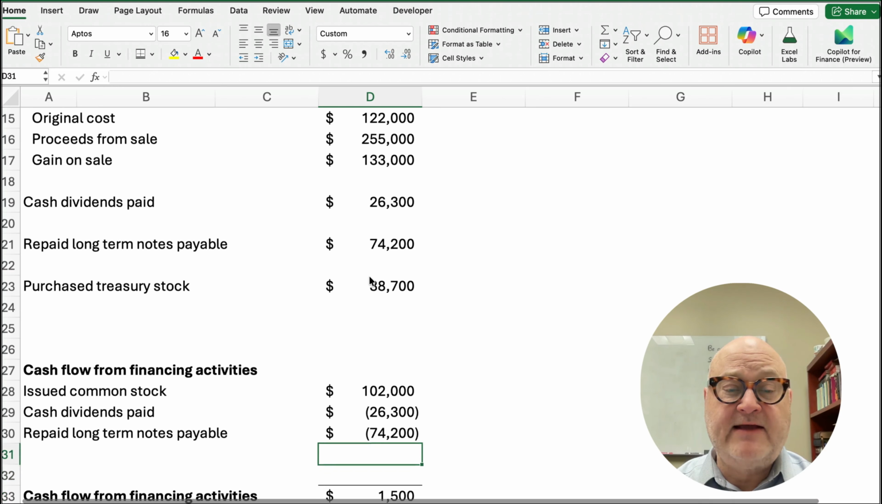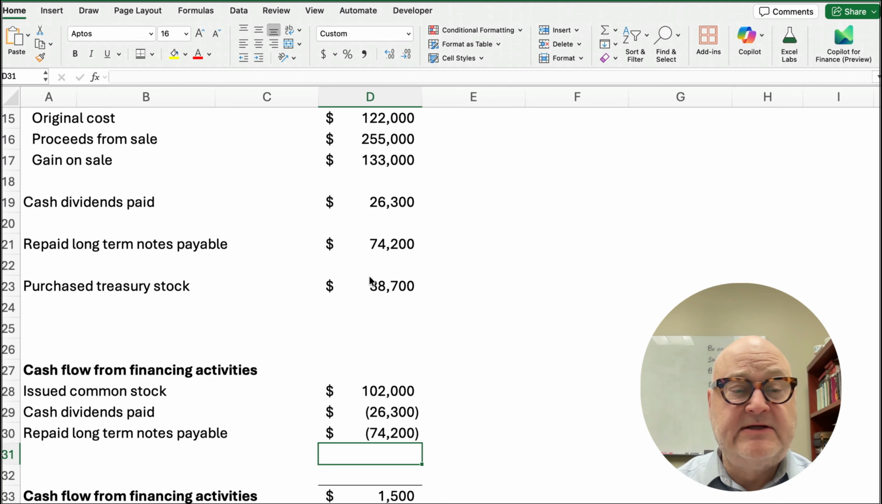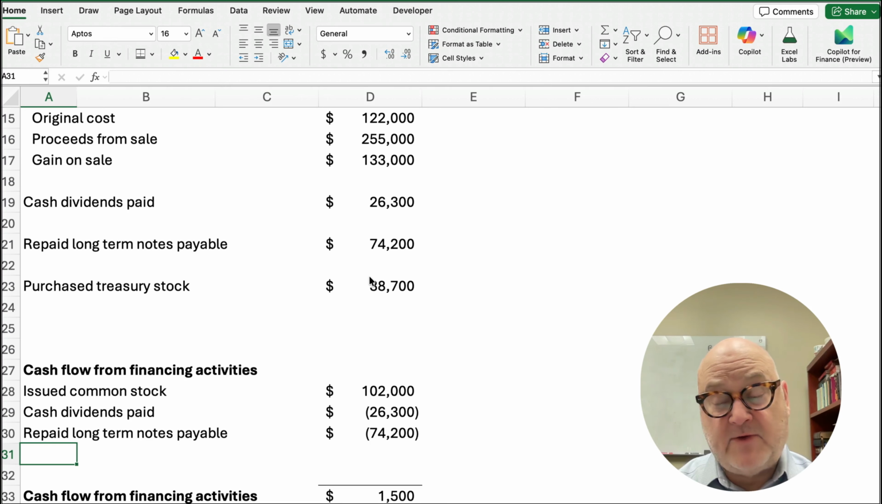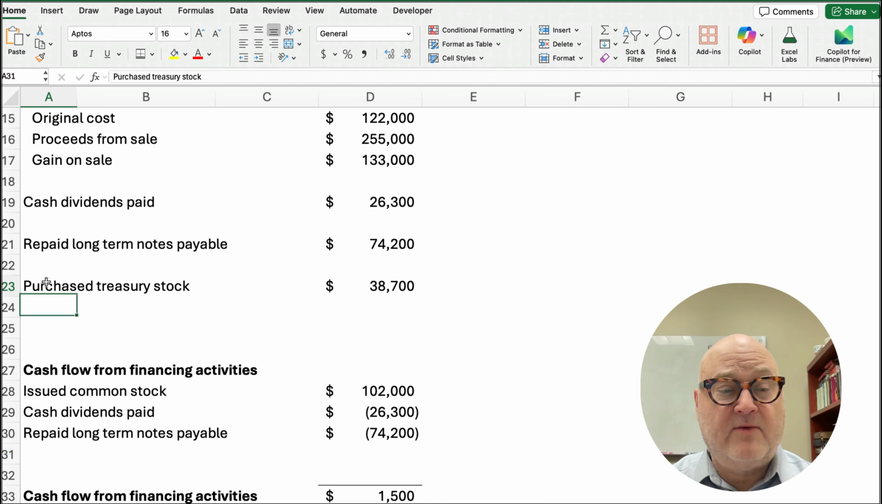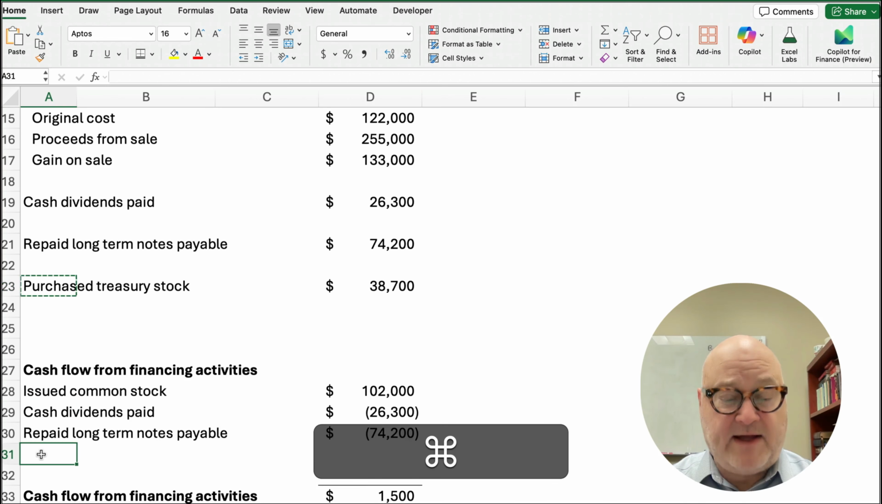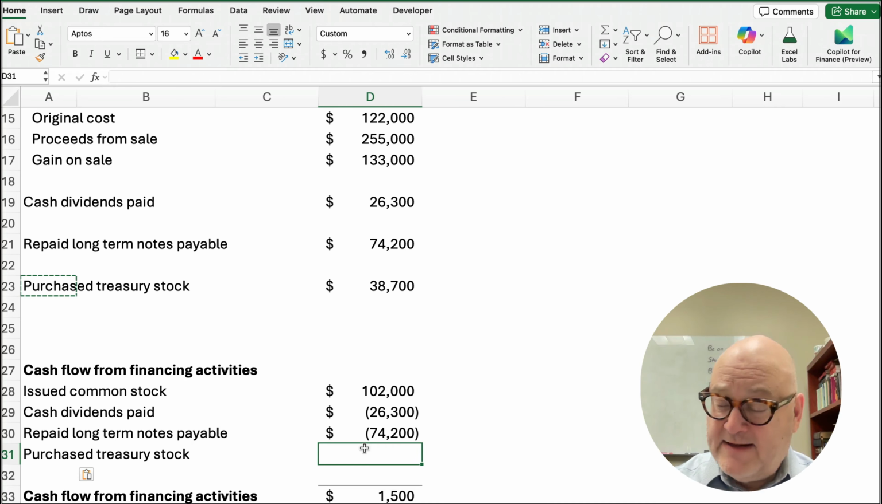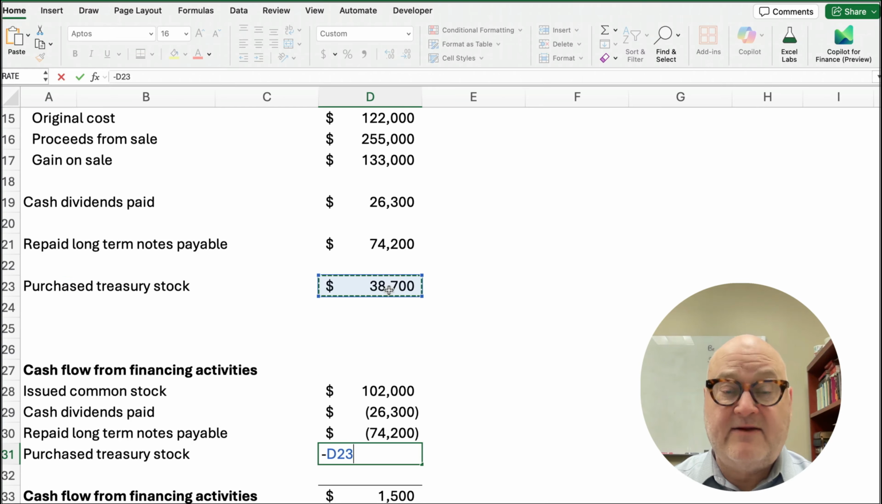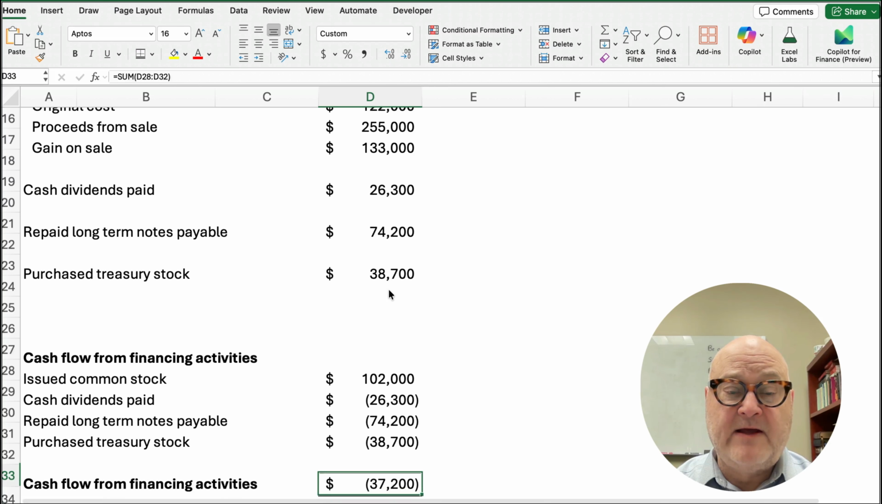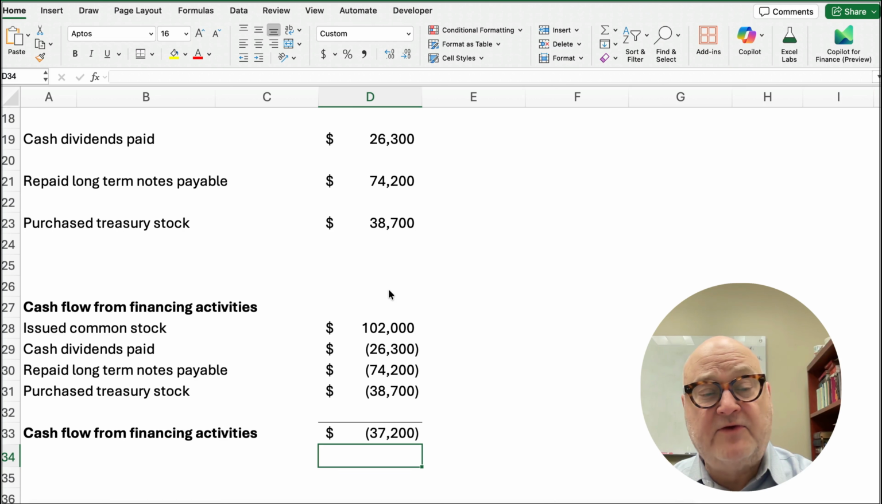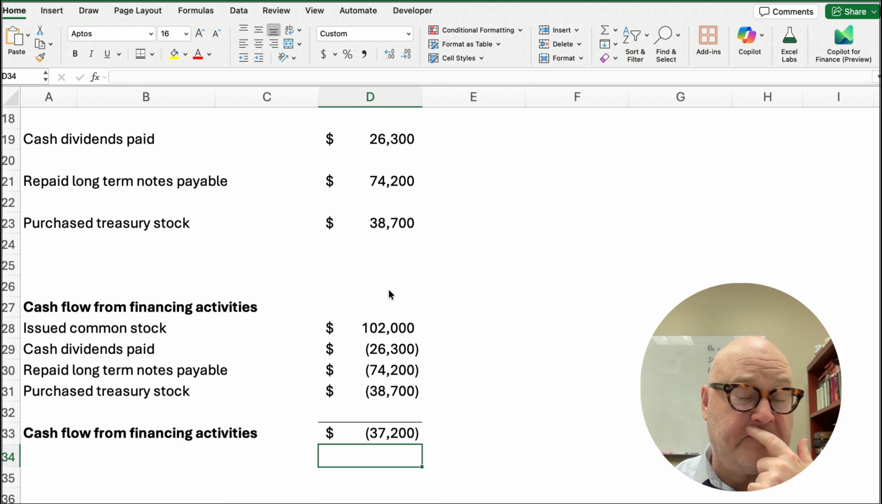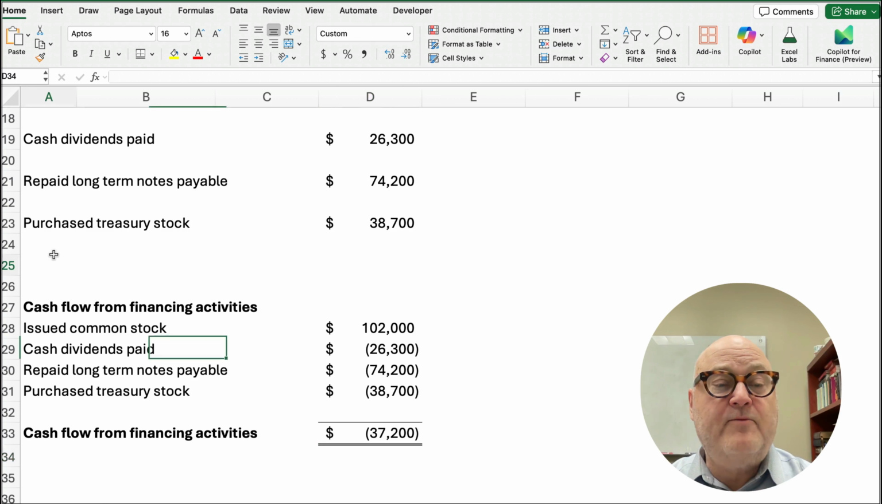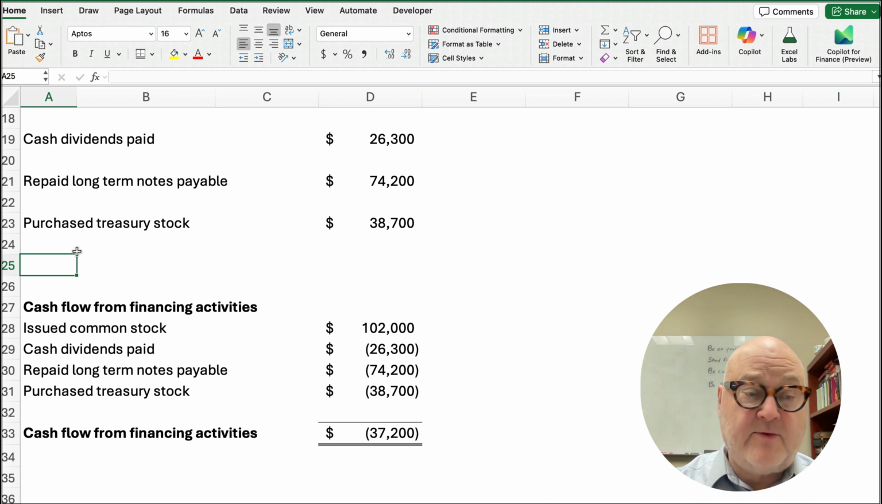Well, what if the next thing we did was we purchased treasury stock. And when you go in the market and you buy back some of your own stock, that's treasury stock. So here we purchased our own stock, and it's called treasury stock. When we do that, that's going to be a negative $38,700. Okay? So here's our answer. We have cash flows from financing activities of negative $37,200.